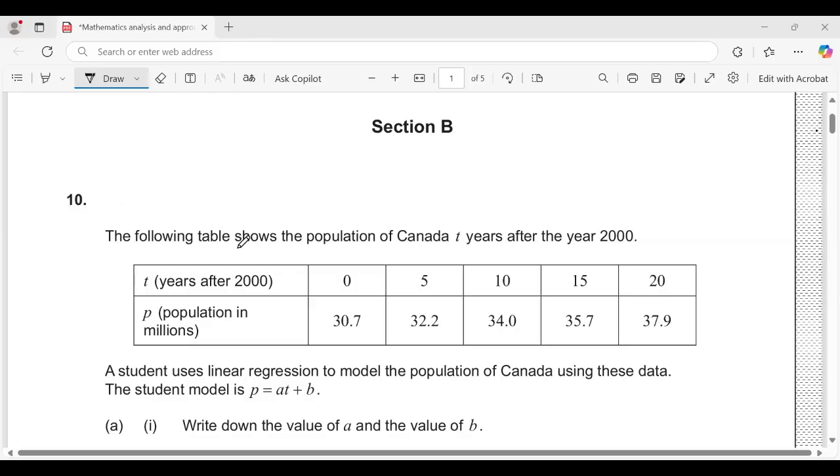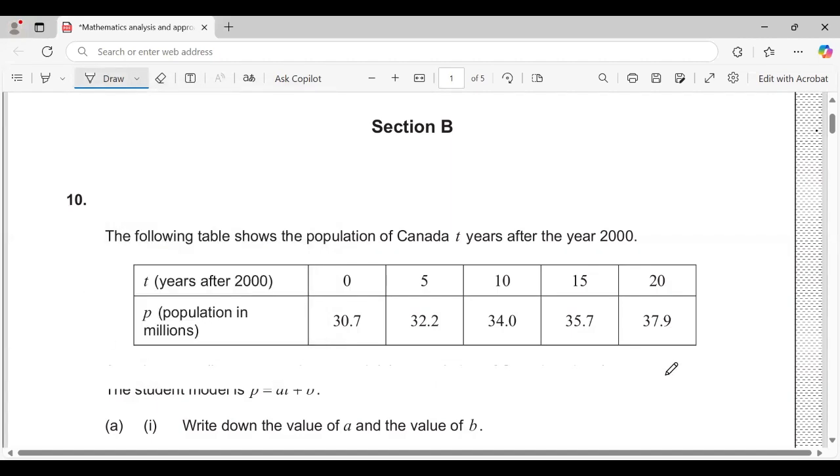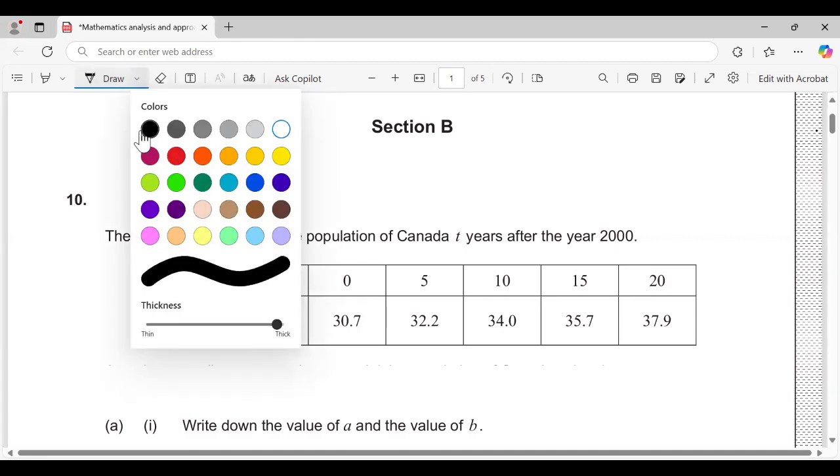Number 10, the following table shows the populations of Canada 2 years after the year 2000. And this is the data. A student uses a linear regression to model the populations of Canada using this data. The student model is P equals AT plus B. Write down the value of A and the value of B. Okay, I will add two more columns for this table.